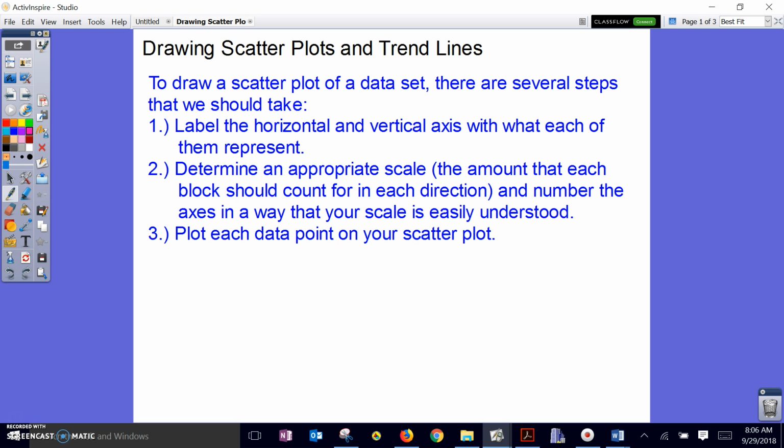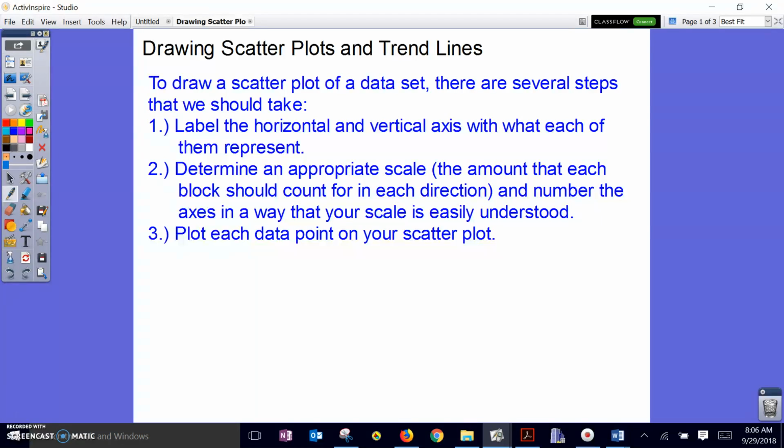The second thing we want to do is determine an appropriate scale. In other words, how much does each block count for as we move from left to right, and how much does each block count for as we move up and down, so that our graph is clear and easy to read. And then we want to number our axes in a way that your scale is easily understood. And you don't have to label every single block. Maybe you label every 5 blocks with a number so that it's clear exactly what each block stands for.